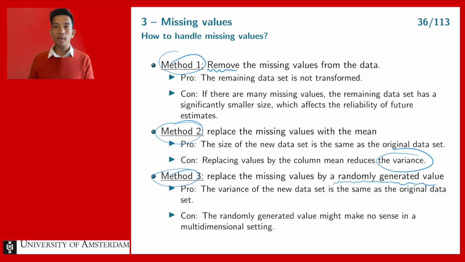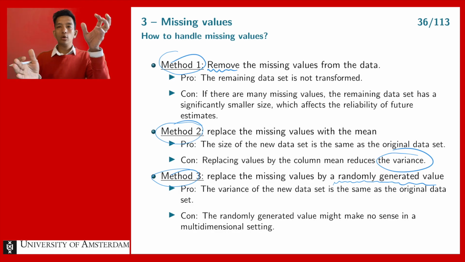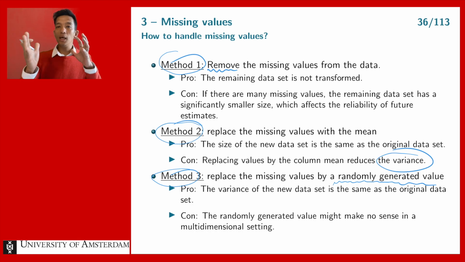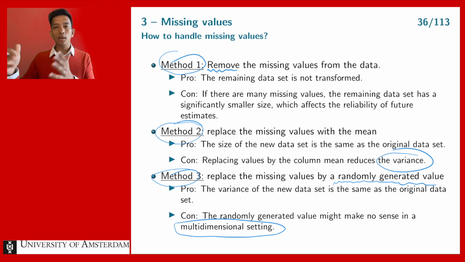The problem, and that I will illustrate later on, is that if there is a relation of one variable with another variable, and you then replace missing values in a random way, of course, you do not take this relationship into account. So in case you are in a multidimensional setting, you have different variables, then using randomly generated values does not take into account the multidimensional structure. And that sometimes can be a problem.